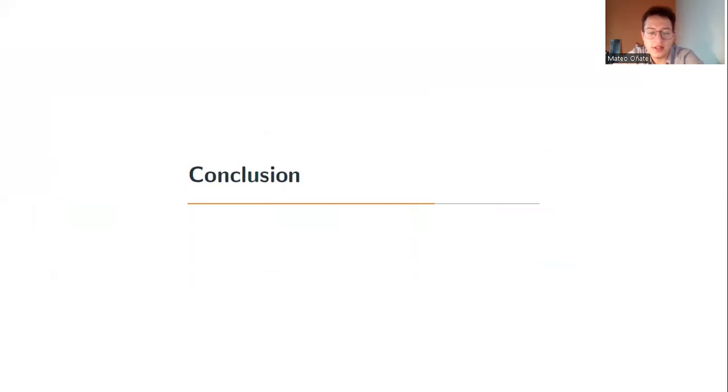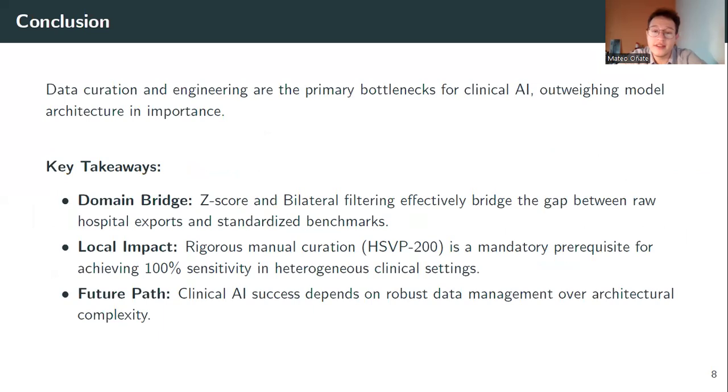To conclude this presentation, data quality and curation, rather than model complexity, are the primary bottlenecks for clinical AI. We have demonstrated that through advanced pre-processing like Z-score and bilateral filtering, we can bridge the gap between raw, noisy hospital exports and standardized benchmarks. This work provides a reproducible roadmap for institutions in underrepresented regions. The success of AI in the global south depends on our ability to master our own datasets and our own data engineering.